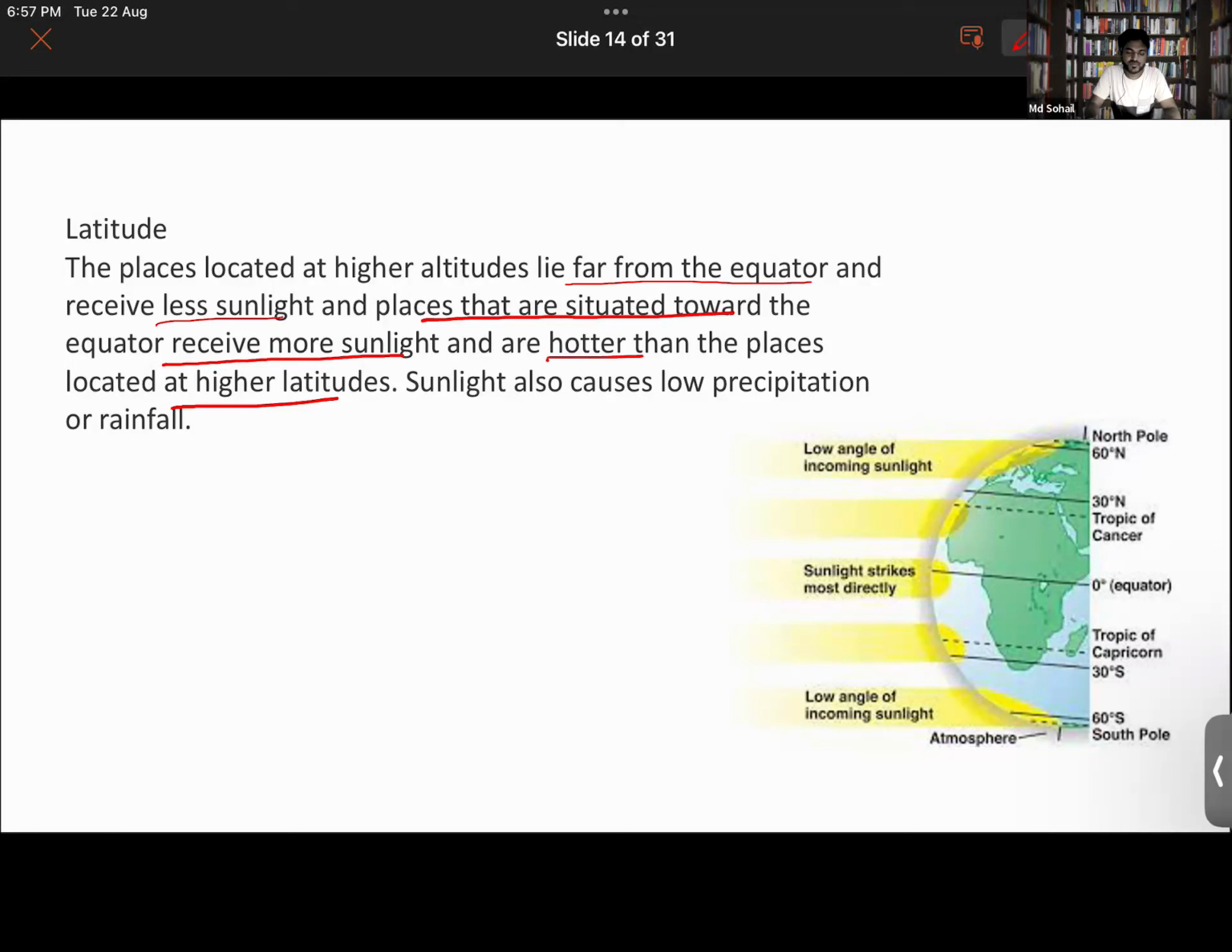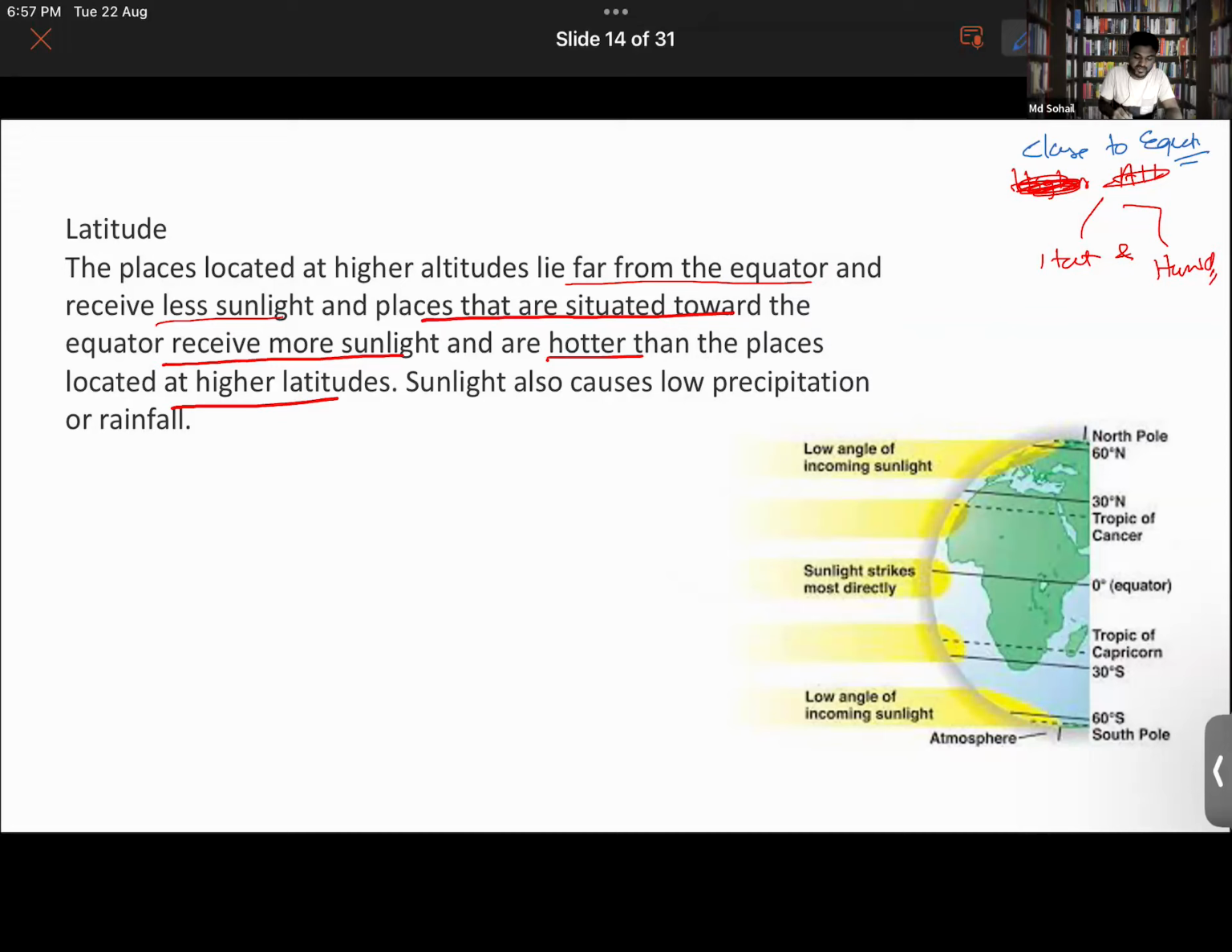So the places that are located at higher latitudes might be hot and humid. Getting it now? No, not higher latitude, close to the equator. So places that are close to the equator will most probably be hotter and more humid, right?